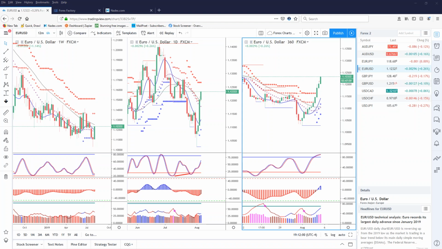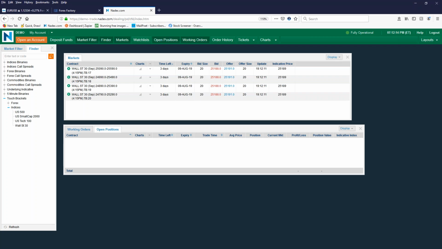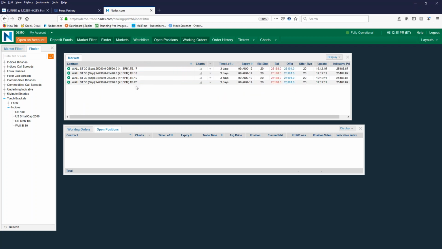You look at today, if you go over to Nadex today, for those of you that don't know, we had the Dow Jones move down almost 1,000 points. Okay, so if I go over here and I look at Wall Street, and we're looking at these touch brackets, just today we are now at touch brackets 17, 18, 19, and 20. We started with 4.